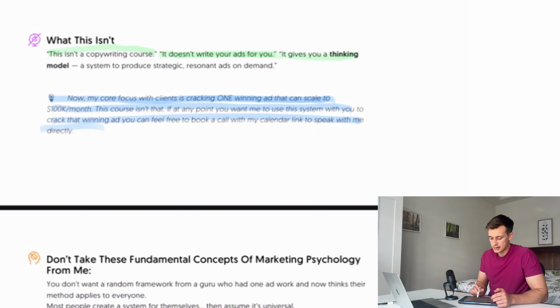What this is going to do is give you a thinking model, a system to produce strategic, resonant ads on demand.